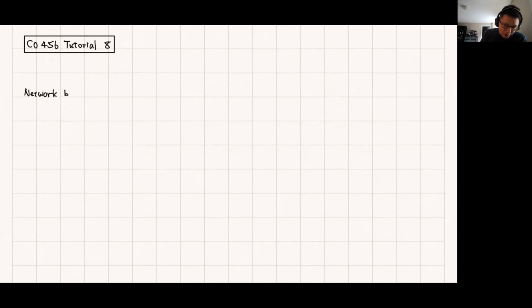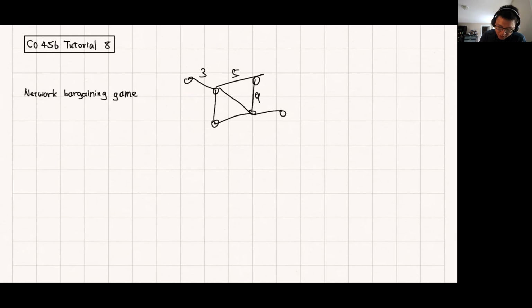What we have is a graph, and there are some values on each edge, right? So you have a graph, and you have some value on each edge. This is a terrible graph, so let me try to write that again. Okay, so 3, 4, 5, 9, 7, 6, 4, 2, something like that.